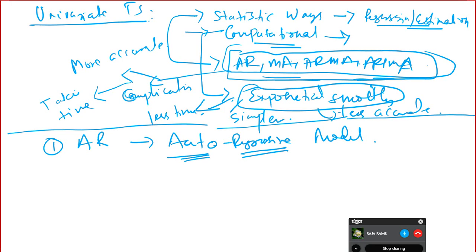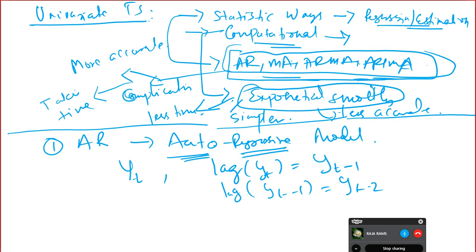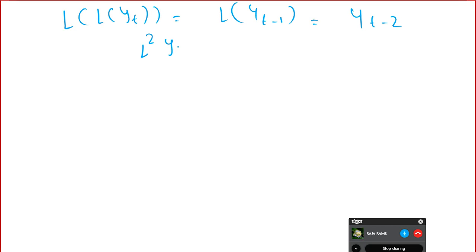Let's say y is a variable, yt. Let's say it's a daily stock price or something like that. Then the lag of yt we write as yt minus 1, and the lag of yt minus 1 is yt minus 2. So we can have a lag operator as well. Lag of yt is equal to yt minus 1. You understood, right? Here L is a lag operator.